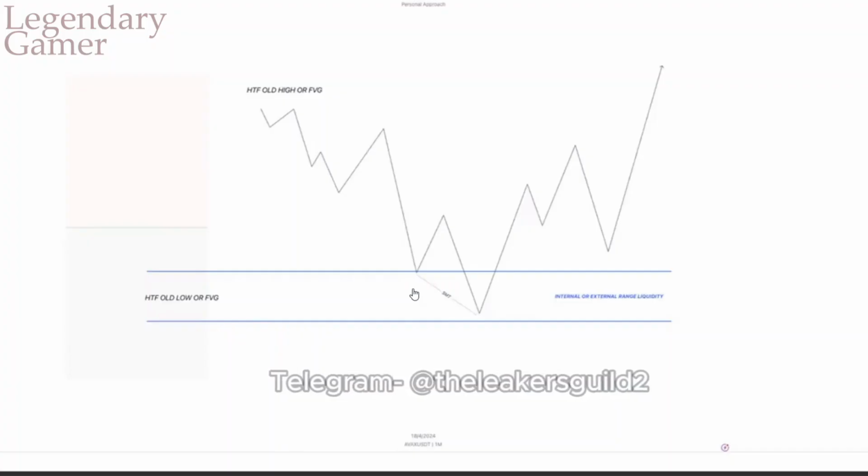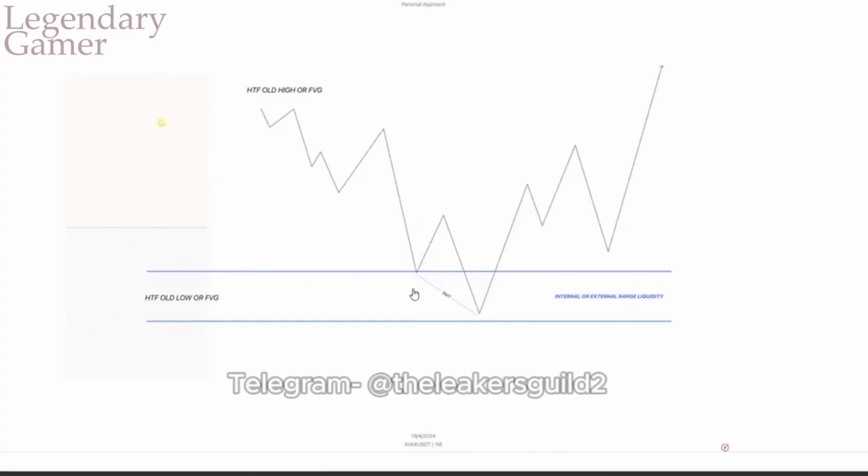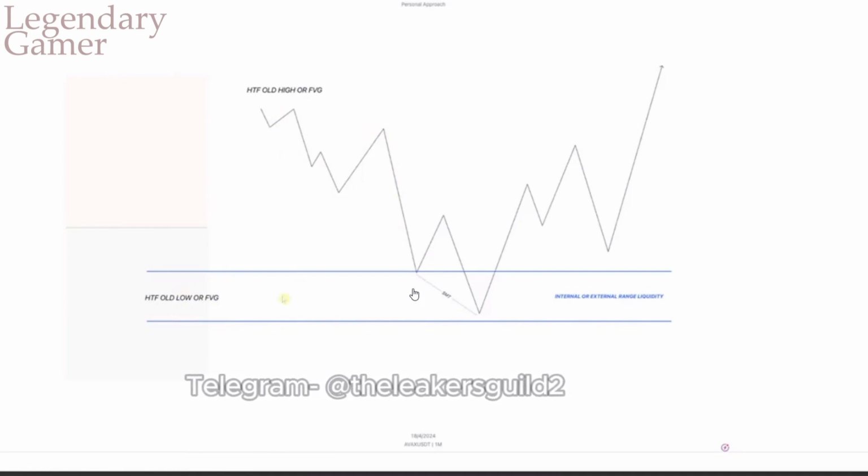Now over here we've got a crude depiction of a chart. We've got the line chart over here. What is important, firstly, is the premium and discount of the range. We've got a higher time frame old high or fair value gap here, and a higher time frame old low or fair value gap there. Now we wait for price to come back into discount if we want to be a buyer.